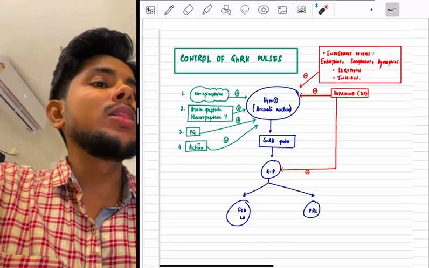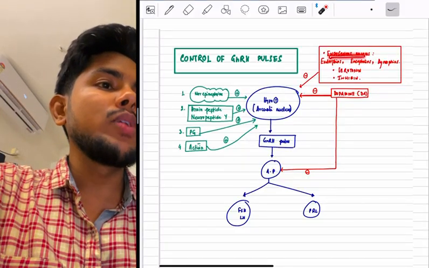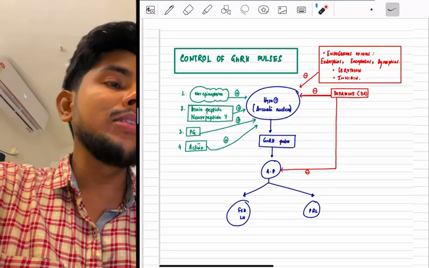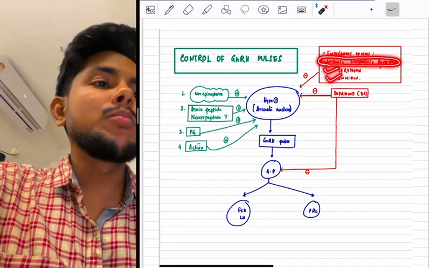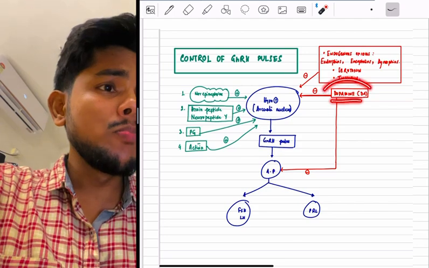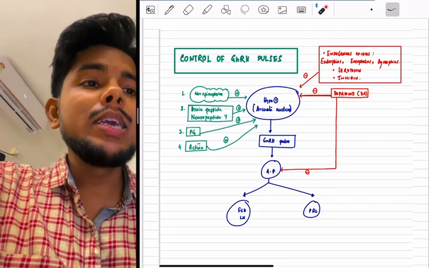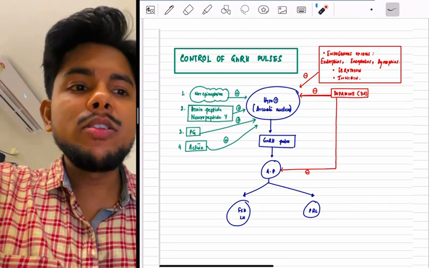On the other hand, all the endogenous opioids, we have got endorphins, enkephalins, and dynorphins. These are all endogenous opioids. We have got serotonin, inhibin, and dopamine. They basically inhibit the arcuate nucleus.